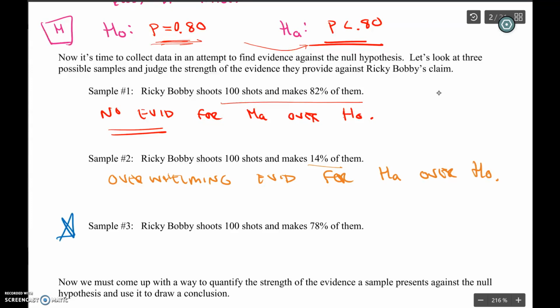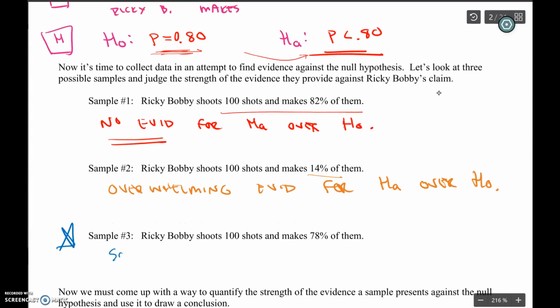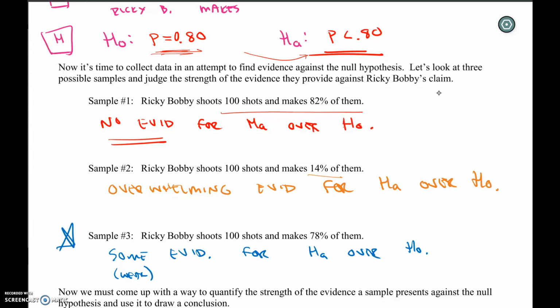If he shoots 100 shots and he makes 78% of them, this is some evidence. Maybe you could even say it's weak evidence, I don't know, for my claim over his claim. If he makes 78%, I'm going to say, I told you, you don't make 80%. I should win the bet. And if he's a sensible person, he's going to say, well, I really do make 80% of my shots. I just happen to only make 78% on this because of random chance.